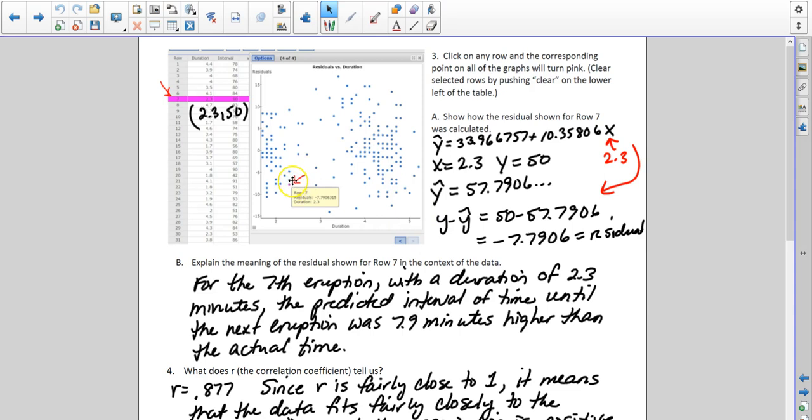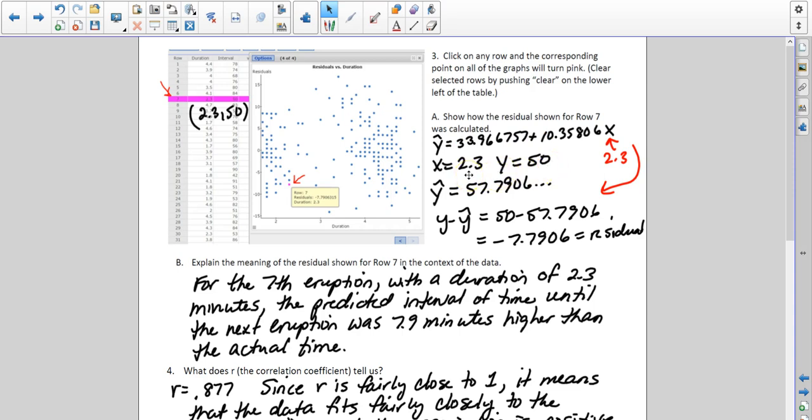I have a specific one that I put on here that I want you to interpret. In row 7 it says the residual is negative 7.7906 when the duration is 2.3. So first of all, how do we calculate a residual? The residual is the difference between the actual y value and the predicted y value. So actual minus predicted. First of all, we have to find the predicted y value for x equals 2.3. We use the equation to do that. So put 2.3 into the equation, you get y is 50.